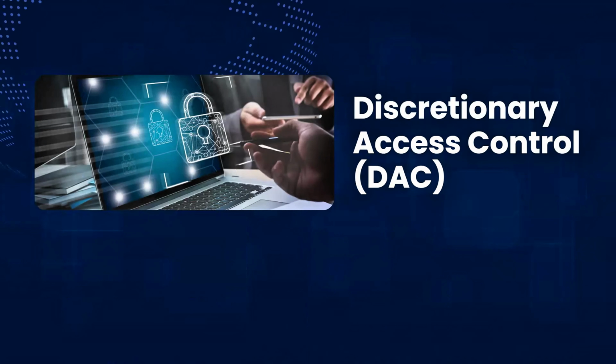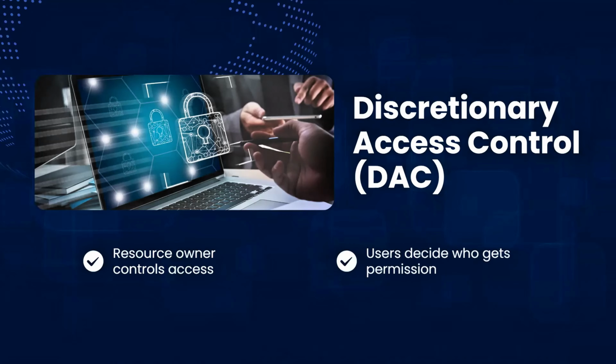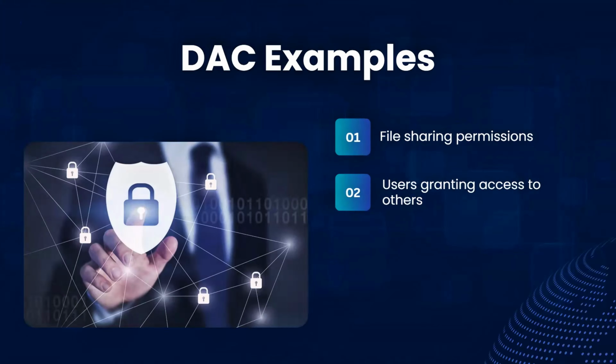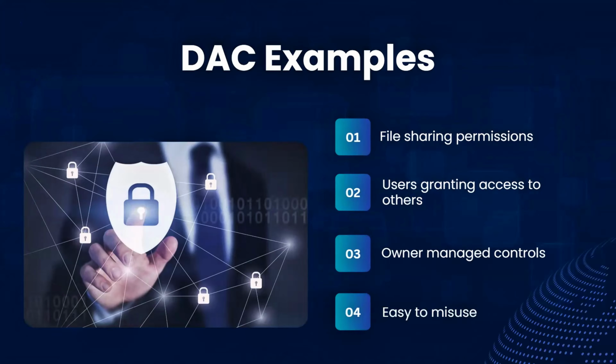Let's pick the first one, which is the Discretionary Access Control, DAC. DAC gives control to the resource owner. In DAC, the owner decides who gets access, users can grant permissions to others, and this is common in file systems, and it is flexible but can be very risky. What are the examples of DAC? DAC is common but easy to misuse. We have file sharing permissions, users granting access to other users, owner-managed controls. Mistakes also can spread access quickly. And that is why DAC can be very risky despite the fact that it is flexible.